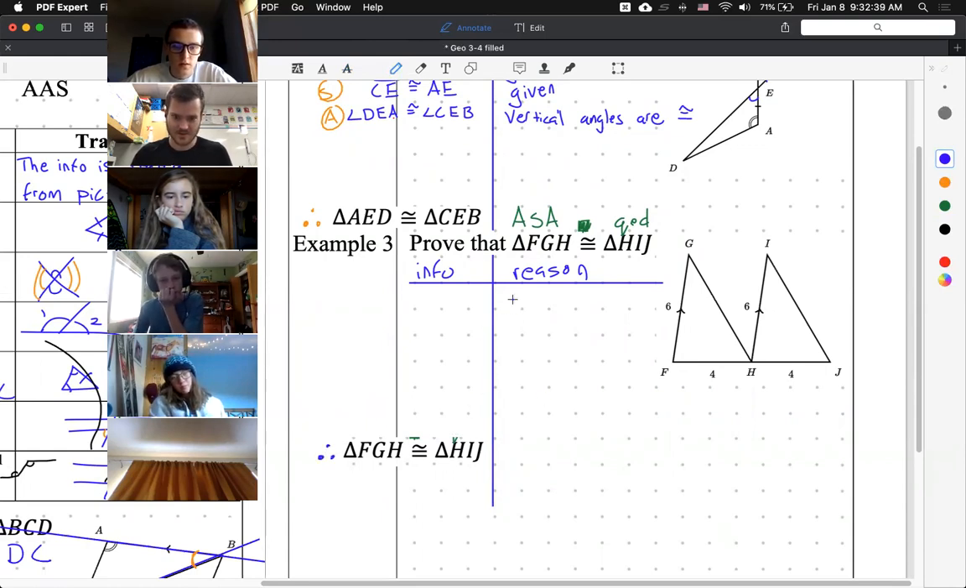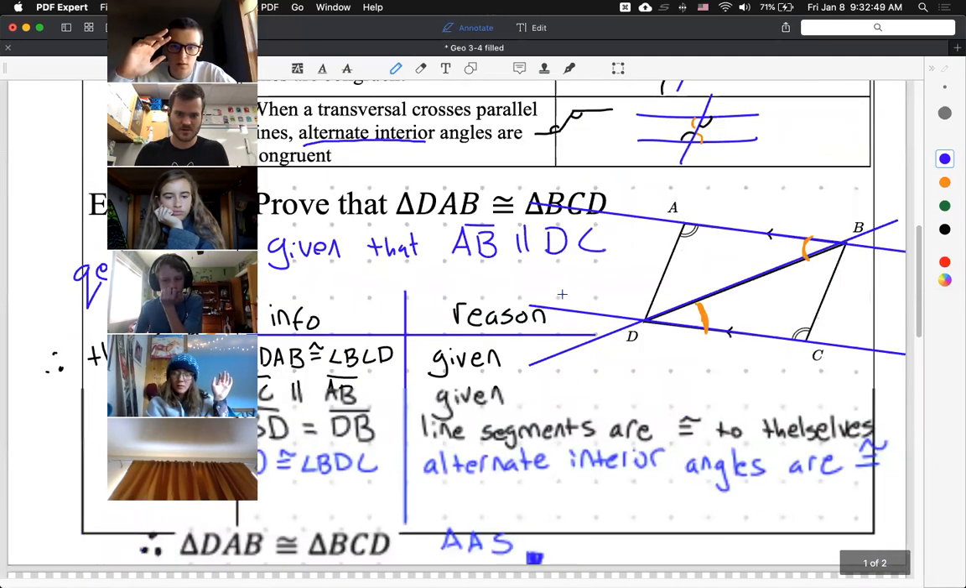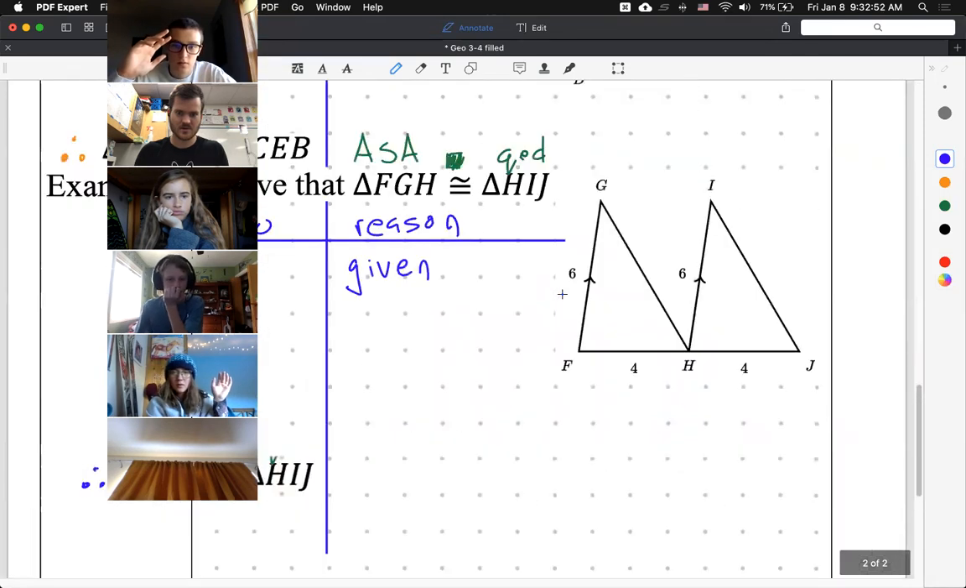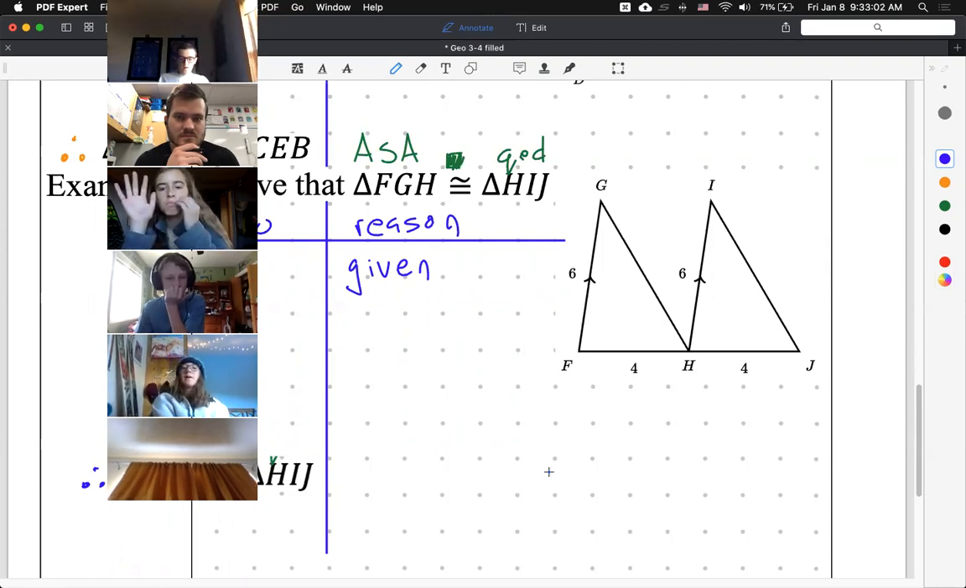All right, let's start with our givens. What are we given from this problem? I'd like to try to get some new people in here if possible. I should probably zoom in like this. What are the givens? Yeah, Kira? I think it's given that line GF and line IH are parallel.